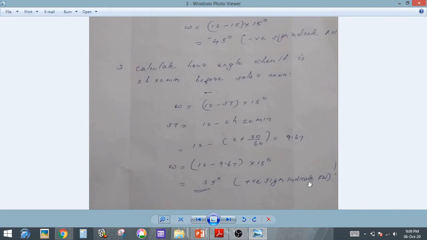Again, I am repeating. For solar noon, omega equal to 0. Omega is the hour angle. It is positive between solar midnight and noon, and it is negative for the other case, that is from noon to midnight.